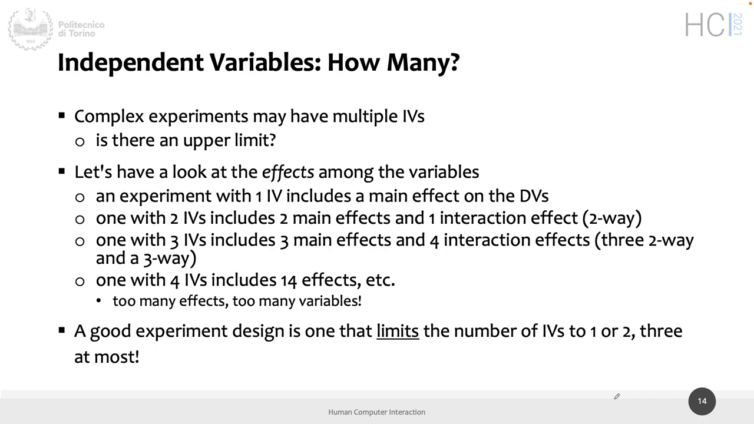And why? One, two, three are the magic numbers, let's say, in this case. Often it is one or two, so probably 90% of the cases have one or two independent variables. In some cases, you can also have an experiment with three. With four it is extremely rare and comes with a lot of limitations or special cases. With more than four is extremely rare. I have probably never seen more than four independent variables in an experiment.